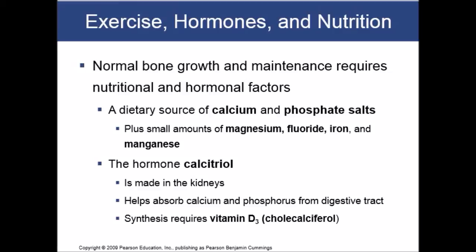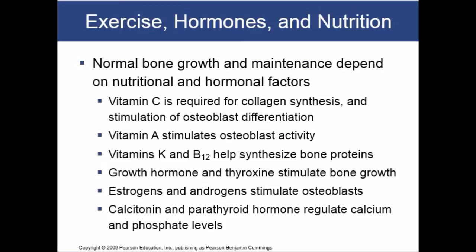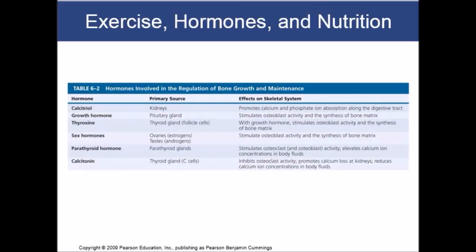Calcitriol, that will make the vitamin D3. Calcitonin is a hormone that decreases calcium. Parathyroid hormone increases calcium. Okay, this slide is very important too. You have to know what exactly is needed for the bone growth and what it does. Like C for collagen, stimulating osteoblasts. A for osteoblasts. K and B12, proteins. Growth hormone stimulates the bone growth, and thyroxine too. Estrogen stimulates osteoblasts. Calcitonin and parathyroid, regulation of calcium and phosphate. So this is important.